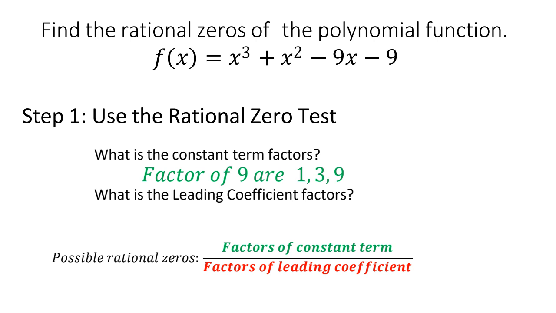I keep telling you this, but I will show you. Okay, and then I'll say, what is the leading coefficient factor? So again, my leading coefficient here is 1. So my only factor for 1 is 1. Again, my factors for 9 were only 1, 3, and 9.